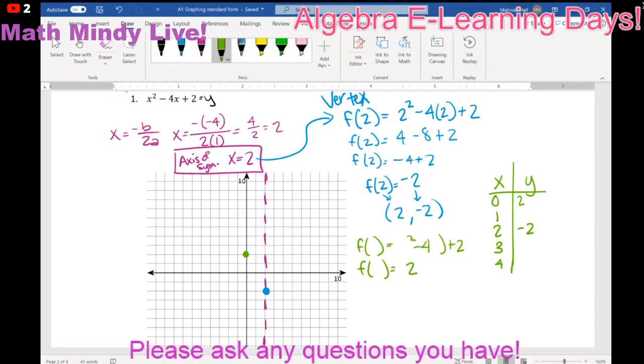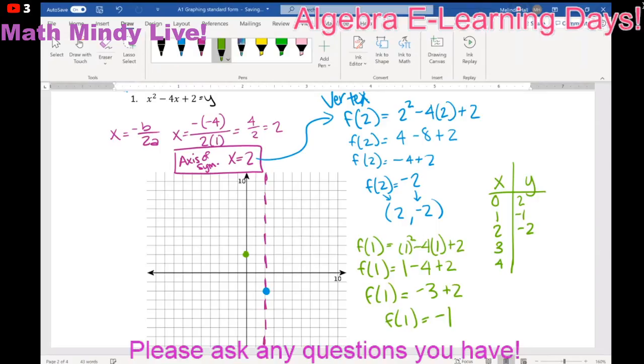But when we plug in 1 for this one, 1 squared would give us 1, and then -4 times 1 would give us -4 plus 2. And so then 1 minus 4 is -3, and then plus the 2 would give you -1.